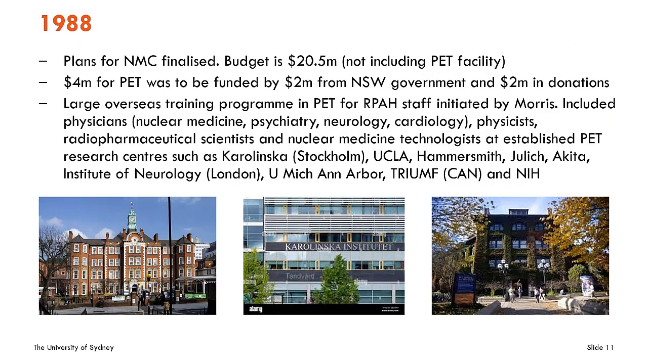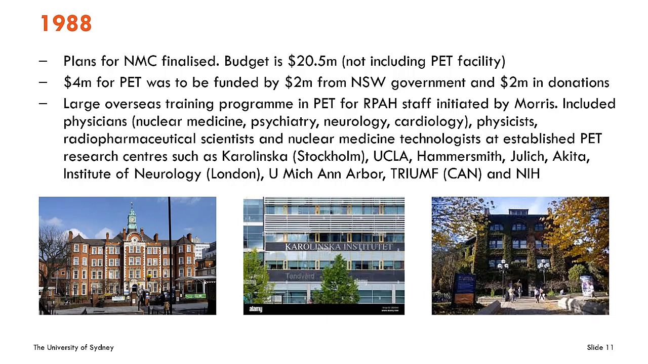By 1988 in Australia, the plans for the National Medical Cyclotron were finalised. It had a budget of just over $20 million, not including the PET. A further $4 million for PET was to be funded by a $2 million grant from the New South Wales government, and then they needed to find $2 million in fundraising donations. So that was a large fundraising program at the time.